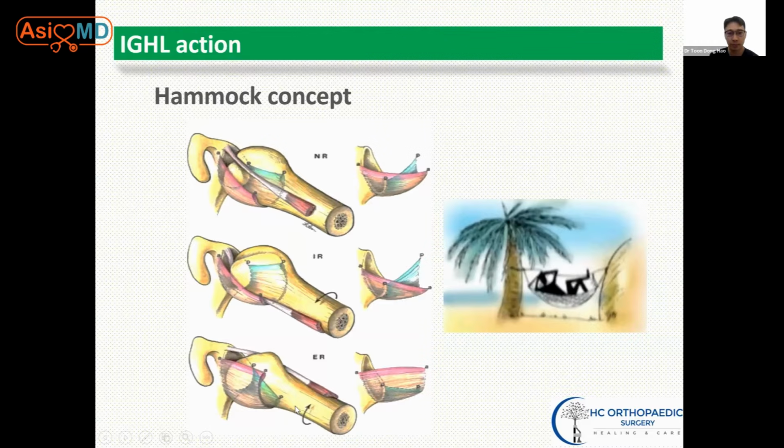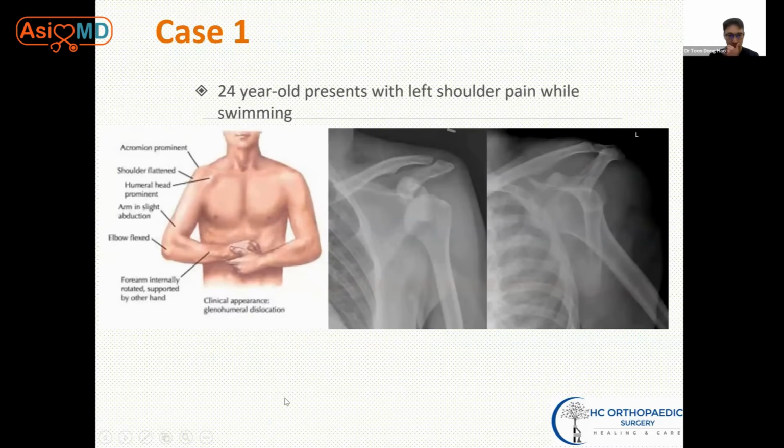This is a case of shoulder dislocation. It's a 24-year-old, never had a dislocation before, coming with an index dislocation after swimming. Typically, the patient presenting with shoulder dislocation will have their shoulder in a slightly abducted position, and they will have the other arm support the affected shoulder, and there will be squaring, which is a flattening of the shoulder contour.